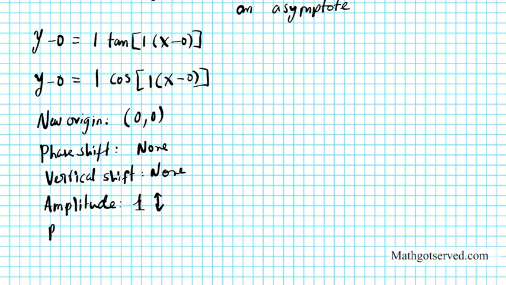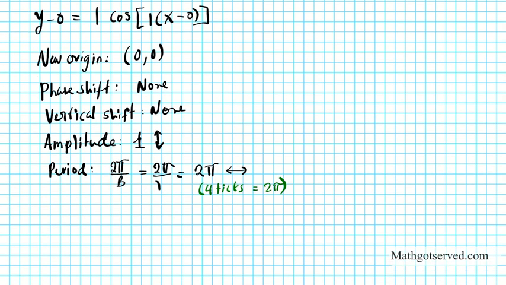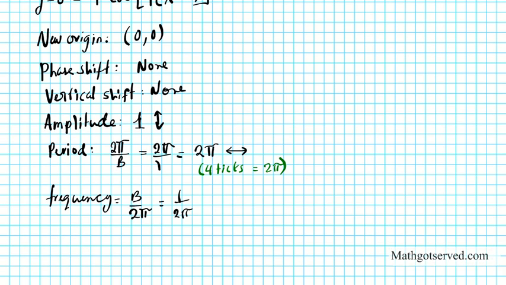All right. Our period is going to be 2 pi over b. In this case, b is 1, so it's going to be 2 pi over 1, which is 2 pi. This goes side to side, and this is 4 ticks. Don't forget the period, 4 ticks equals your period. So 4 ticks equals 2 pi. Okay? Alright. And then the frequency doesn't really play any role in the graph, but let's just state it. Frequency is b over 2 pi, which is equal to 1 over 2 pi.